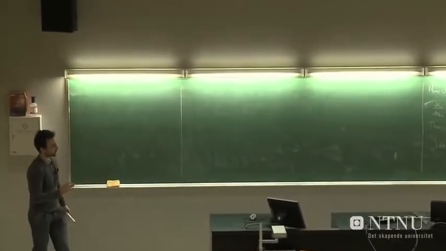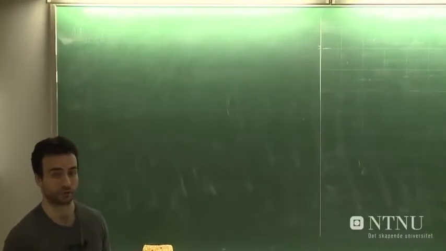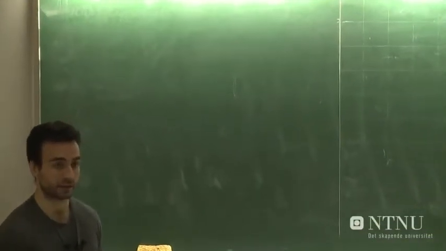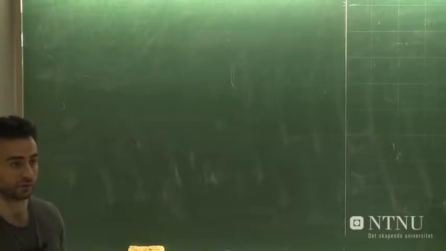Okay, so let's try to get an overview. How many unknowns do we actually have? How many equations do we have? Is it possible to solve this system?